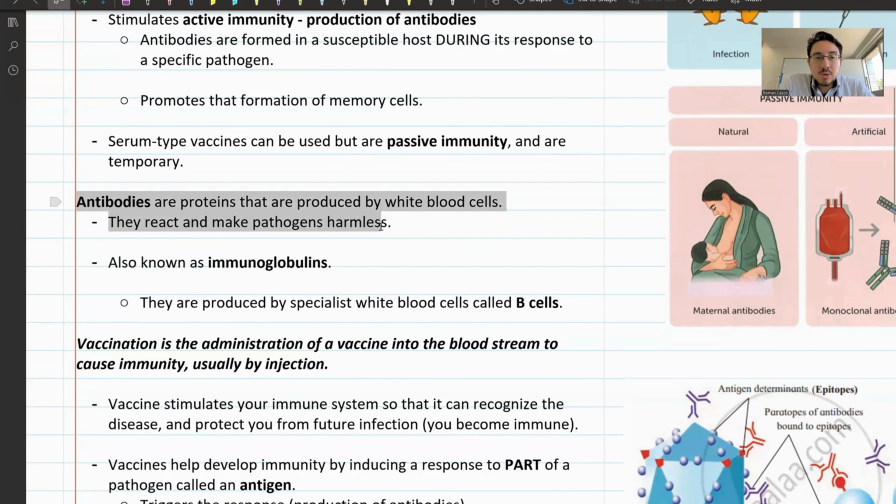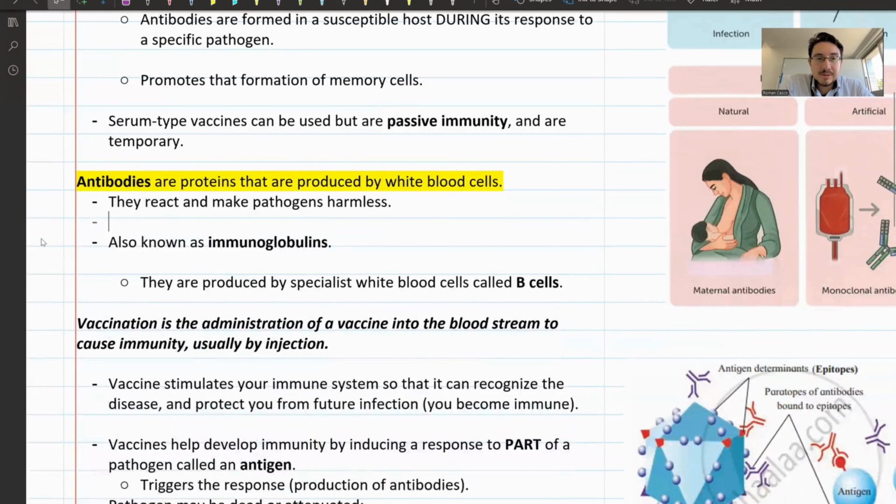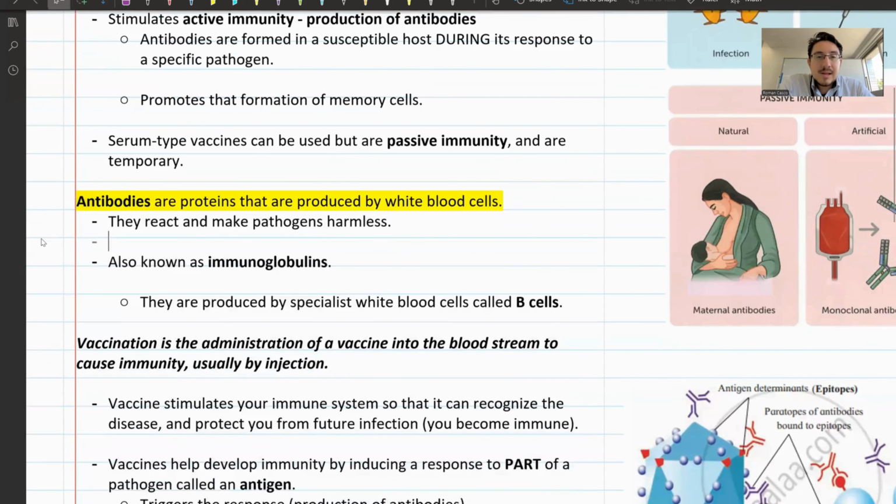In general, make sure you understand what antibodies are. There you go. Antibodies are proteins produced by white blood cells, and there are different types of white blood cells, memory B cells and T cells and so forth. But just know that they're part of the white blood cells.